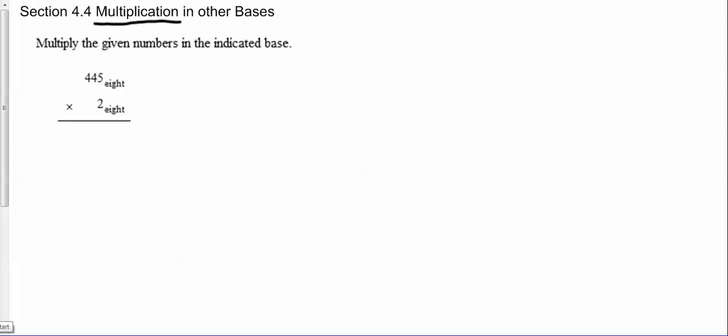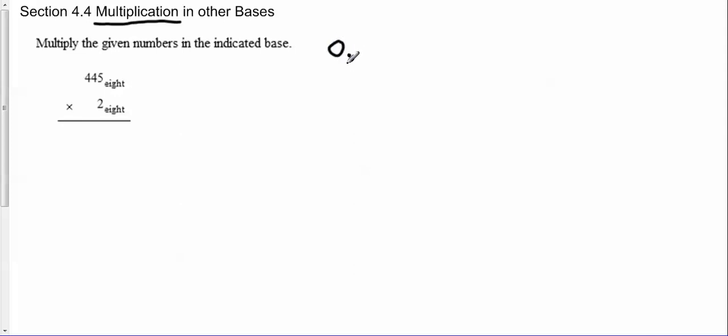In this video, we will look at a couple examples from MGF 1107, section 4.4, when we are multiplying in bases other than 10. In the first example, we are multiplying 445 base 8 times 2 in base 8. One thing to remember is that in base 8, we have 8 numerals, and the numerals used would be 0 through 7.